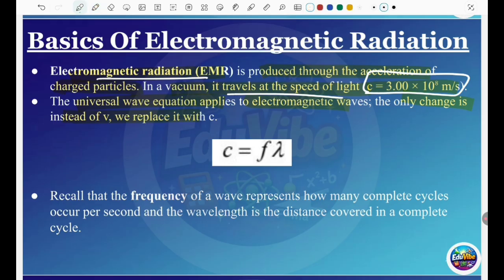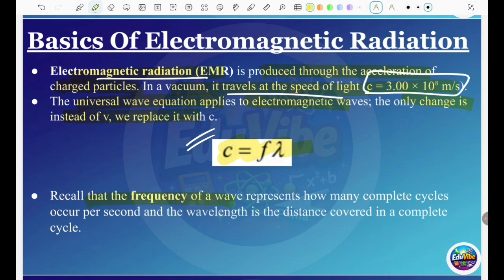So c = fλ, where c is your speed of light, f is the frequency, and λ is the wavelength. This is the main formula you have to know for this unit. This is the formula for your EMR.